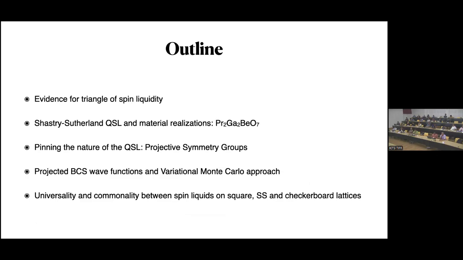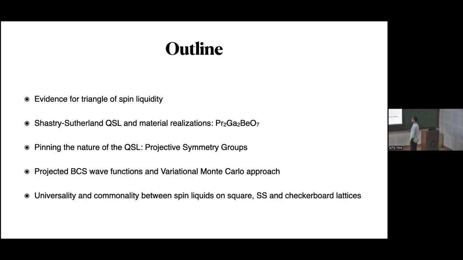Right. Okay, great. So the outline of my talk is going to be like this: I'm going to present evidence from exact diagonalization on small clusters that there are three rivers of liquidity which eventually merge to form a triangle of spin liquidity connecting these three models.